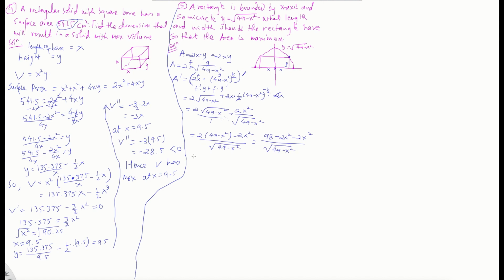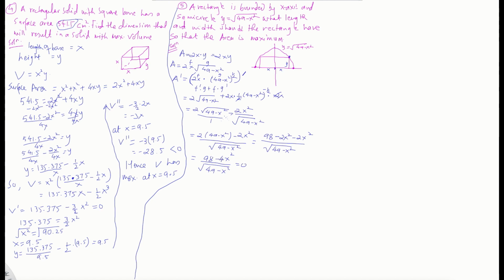Now let me further simplify this. You will get 98 minus 4x squared divided by the root of 49 minus x squared. Now to find the critical points, what you should do is set that equal to 0, right? If you set that equal to 0, what do you get?